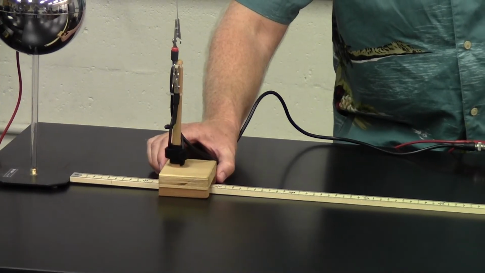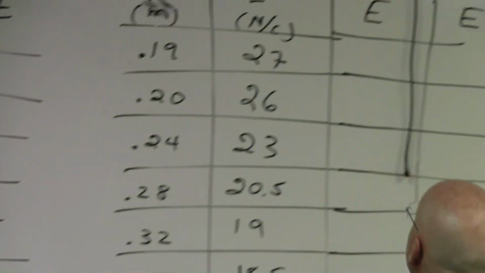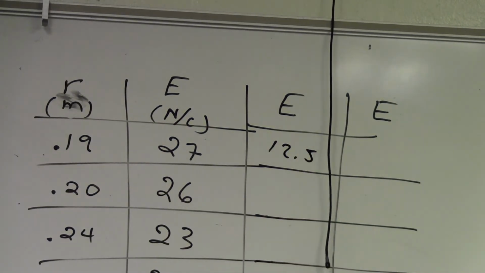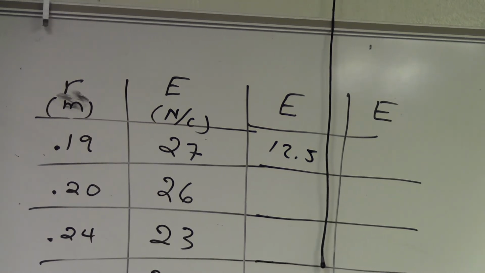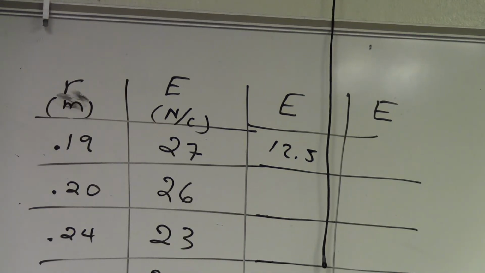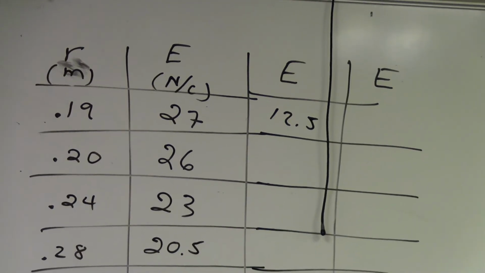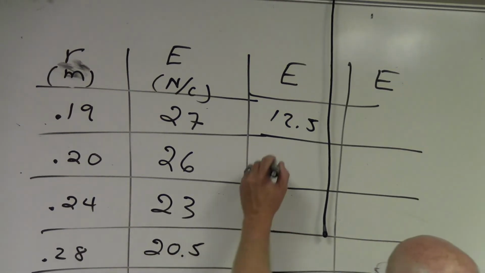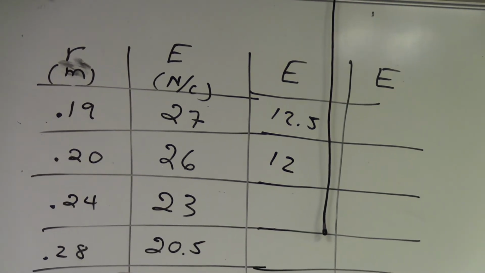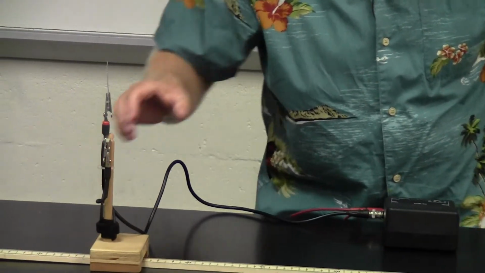And then let's go to 19 here. I'll call that a 12 and a half. Or is it a 13? No, I'm gonna go 12 and a half. Okay, then at 20 here, this would be a 12. Yeah, good, 12. Okay, then I'll go to the 24.